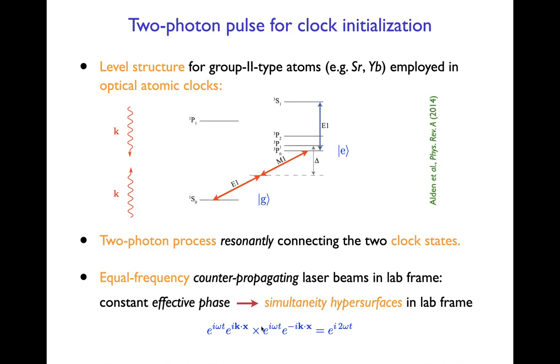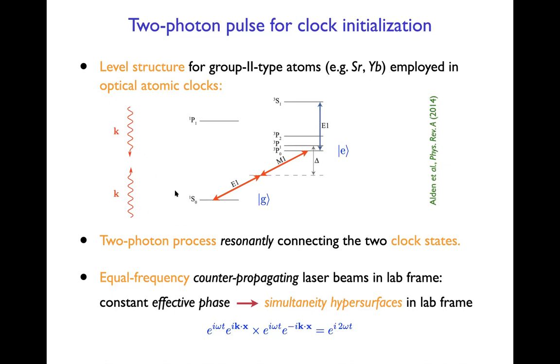Then we'll have some time dependence. This will be the frequency of each one of these photons. But the key thing is that the spatial dependence of the effective phase associated with this two-photon process that is driving the transition cancels out, because they are counter-propagating, you have this minus sign here, and if they have exactly the same frequency, the same wavelength, then this spatially dependent part cancels out.